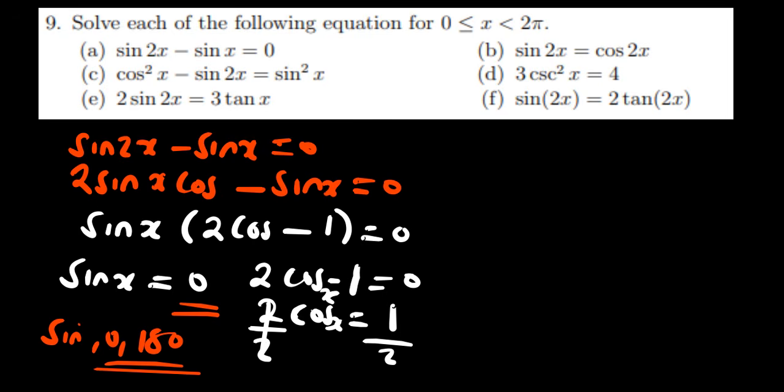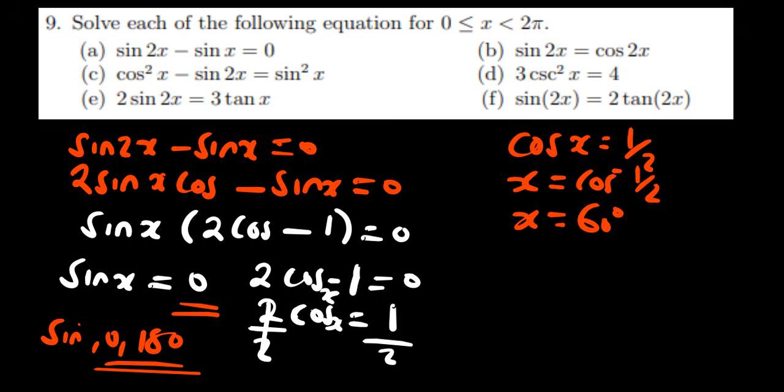Now for cos, we found that cos x is equal to 1 over 2. Now 1 over 2 in terms of cos, what is it? You know that is just 60, right? So cos x is 1 over 2. For us to find x, it will be cos inverse of 1 over 2, and therefore x is 60 degrees.